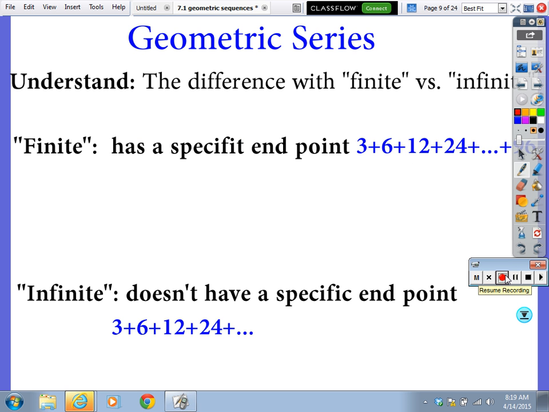Okay, so we were just dealing with geometric sequences. So we just had a sequence of numbers, a bunch of numbers that were just separated by a comma, and to get from one term to the next, we were multiplying by a common ratio.